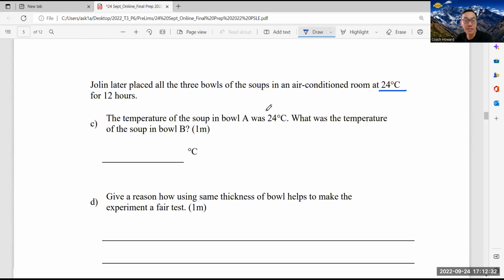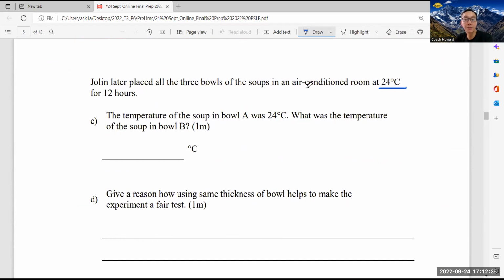So now it says, Jolene later placed all the 3 bowls in an air-conditioned room for 12 hours. Because many students did not look at this part. 12 hours is half a day. So if you leave the hot soup there, even for not 12 hours, maybe 3 hours, you return to the same temperature. Okay, same temperature.